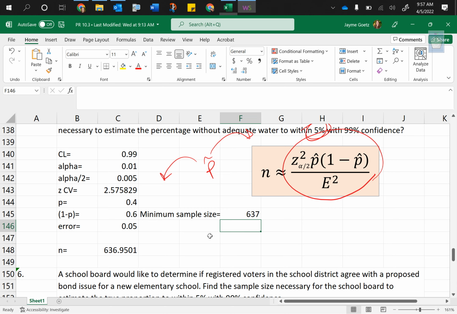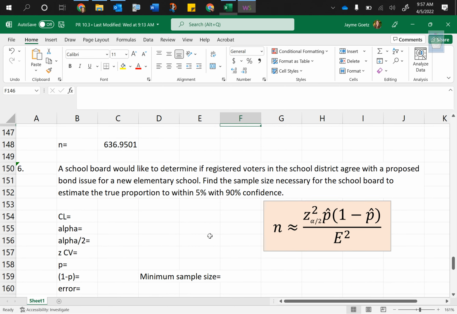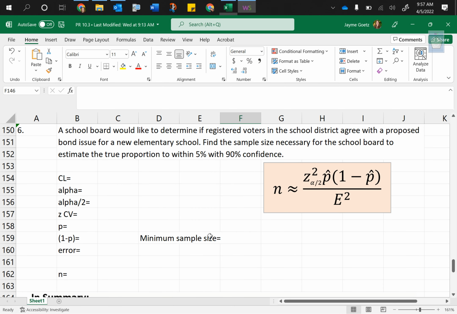All right, let's try it again. A school board would like to determine if registered voters in the school district agree with a proposed bond issue for a new elementary school. Find the sample size necessary for the school board to estimate the true population proportion to within 5% with 90% confidence. So I'm going to pause. I want you guys to see if you can find all this information on your own, and then we'll come back.